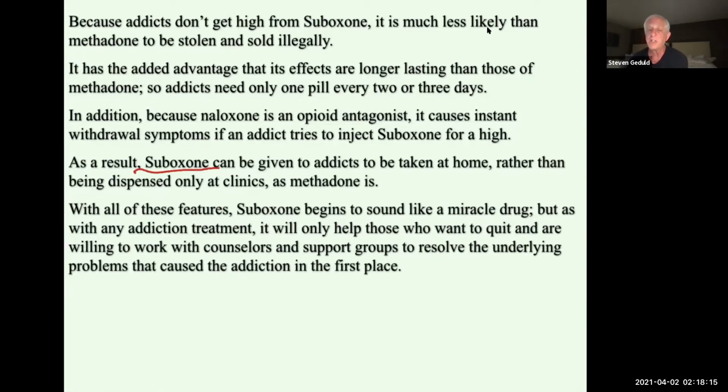But as with any addiction treatment, it only works if those who want to quit are willing to work with the counselors and support group to resolve the underlying problems that cause the addiction in the first place. So it's only as good as the people that are going to use it.